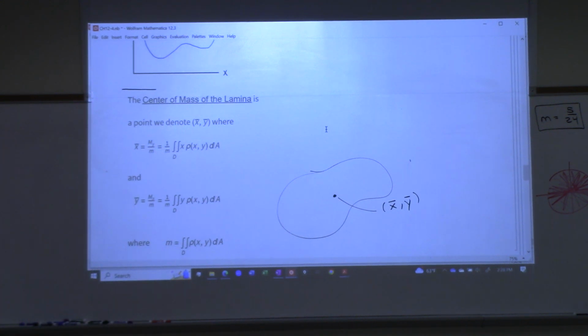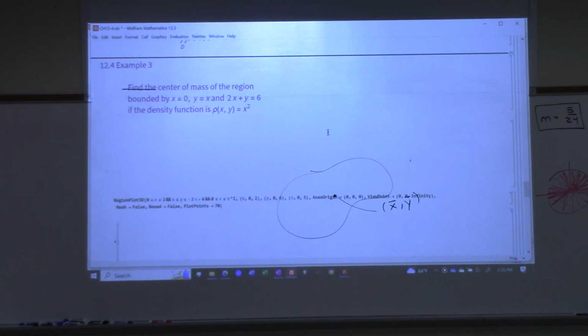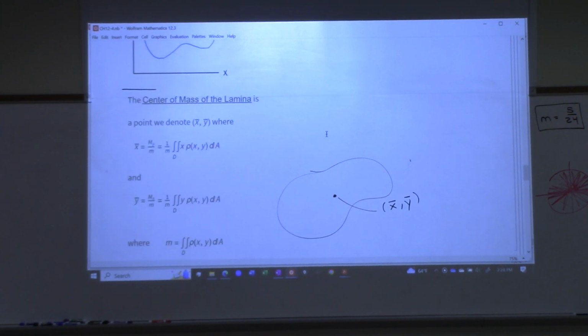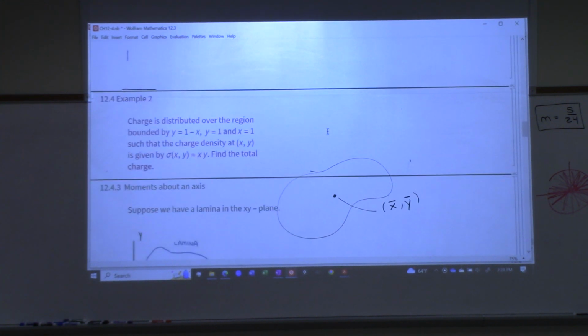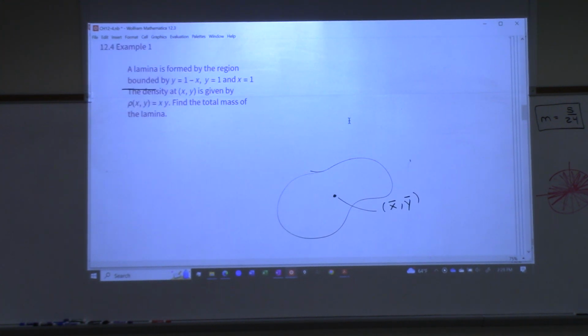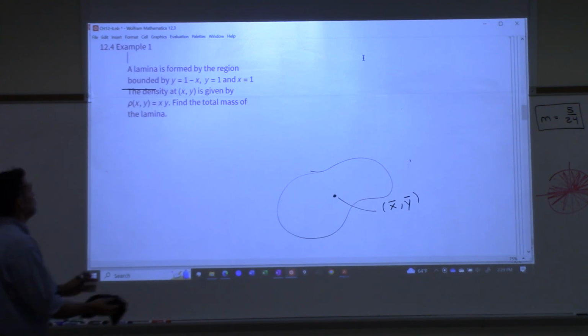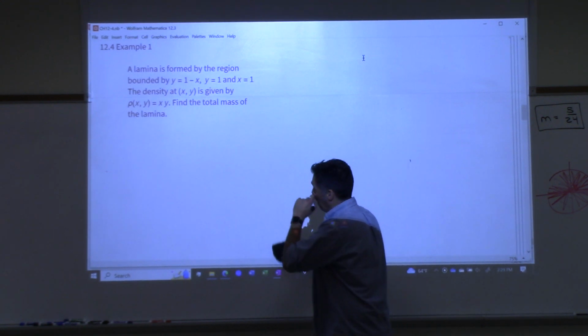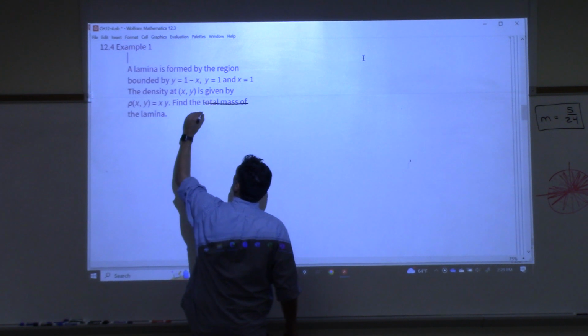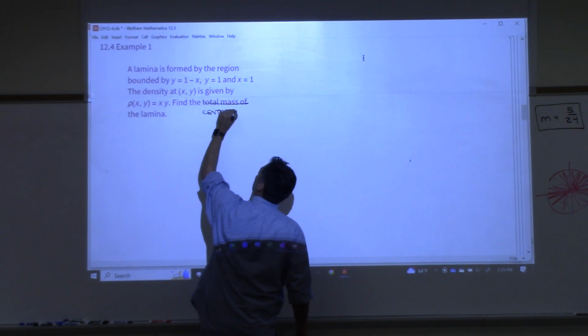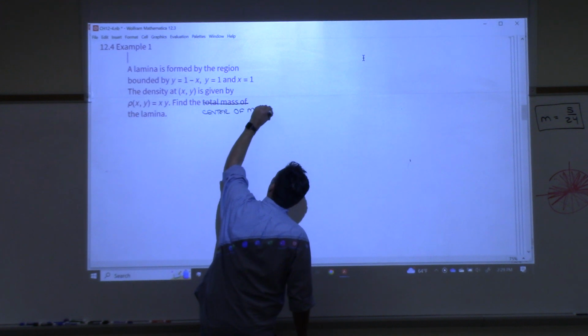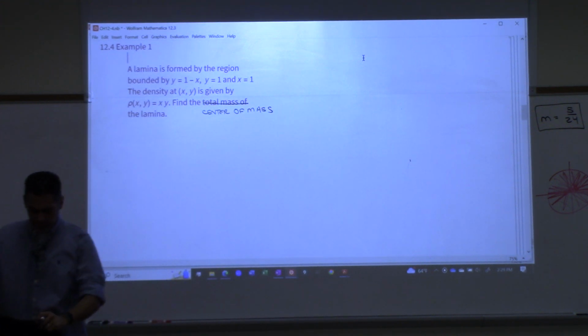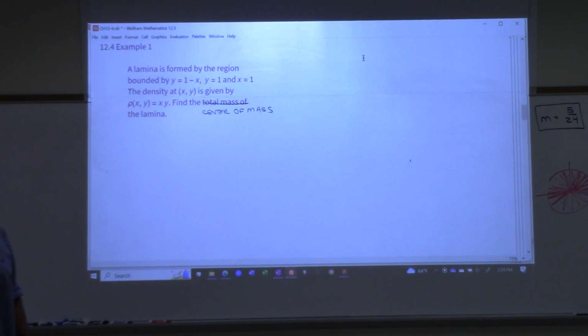All right. Shall we get the center of mass of that lamina that we started with? I have 10 minutes. Let me see. Yeah, let's do that. So let's go back to this one right here. Here I asked you to find the total mass, right? Let's find its center of mass.